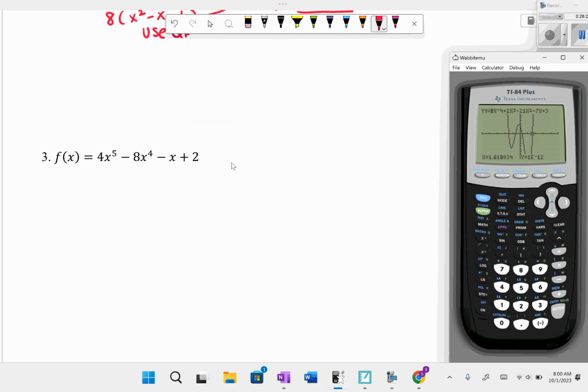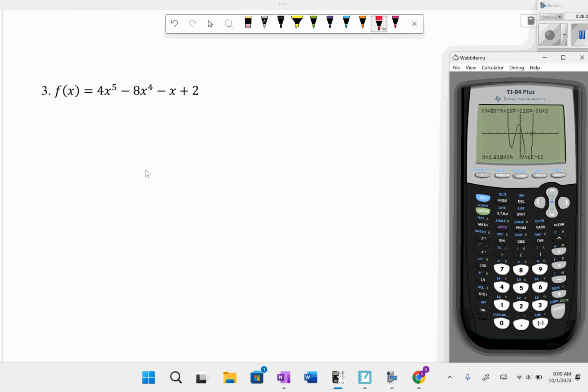So I would then pause the video now and try to see if you can do this next one on your own, and then when you're done you can unpause to check your work.